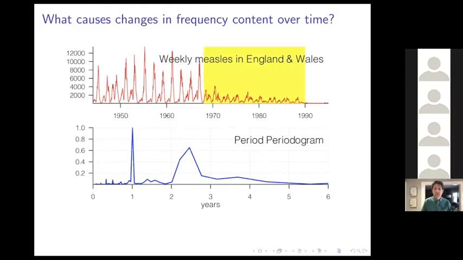frequency content at about 2.5 years. After this, where the numbers of cases is very low, the vaccination level for measles was so high that there was virtually nothing.